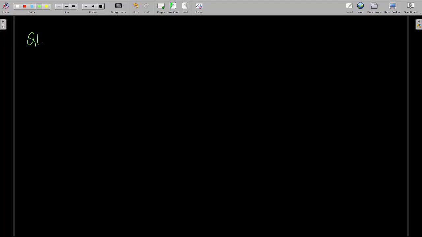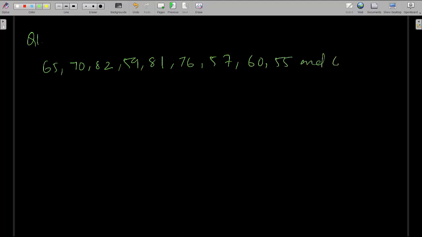Here, the values are given: 65, 70, 82. Let me just write it down. 65, 70, 82, 59, 81, 76, 57, 60, 55, and 50. From here you have to observe which one is the highest value. The highest value is 82, right? So L is equal to 82.